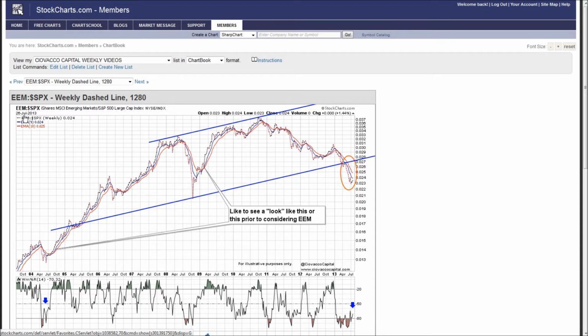You can see EEM did outperform the S&P 500 this week, but from a trend perspective, it still has a lot of work to do. This still has a bearish look to it.